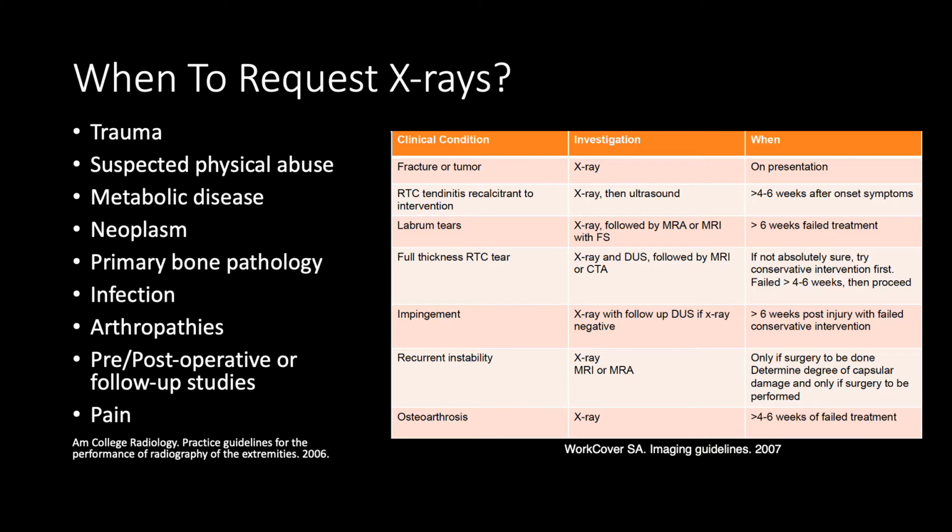You see some other things here: trauma, neoplasms, and metabolic diseases, infections. Those are things that are less common, but obviously need to be imaged if there's some indications for that.